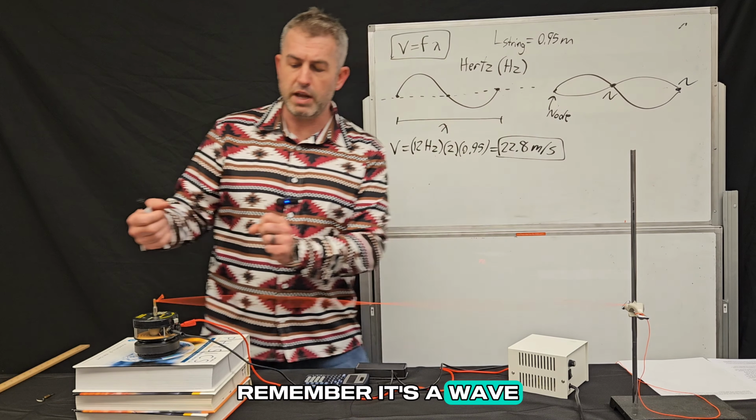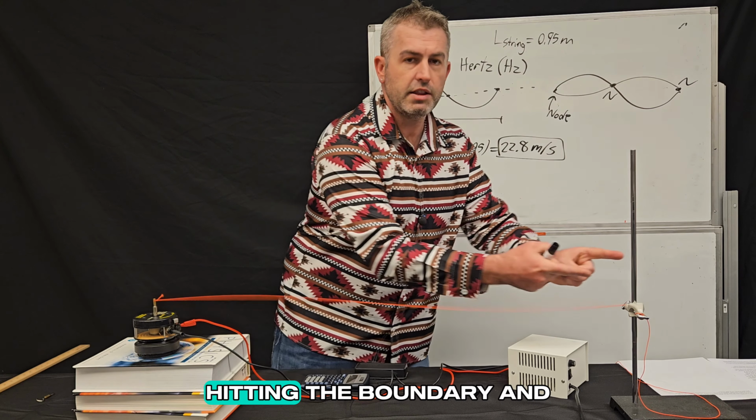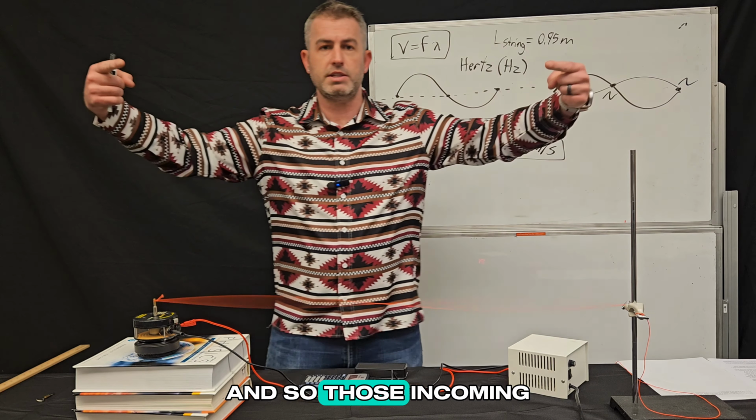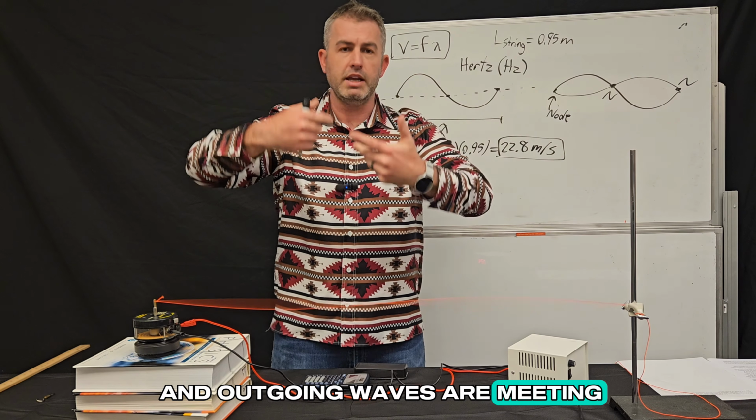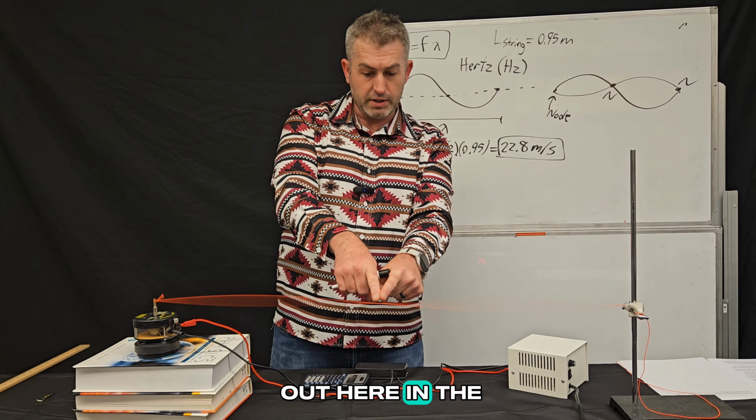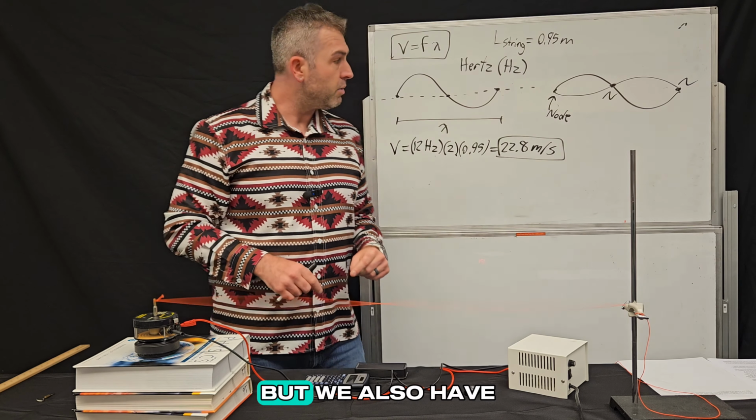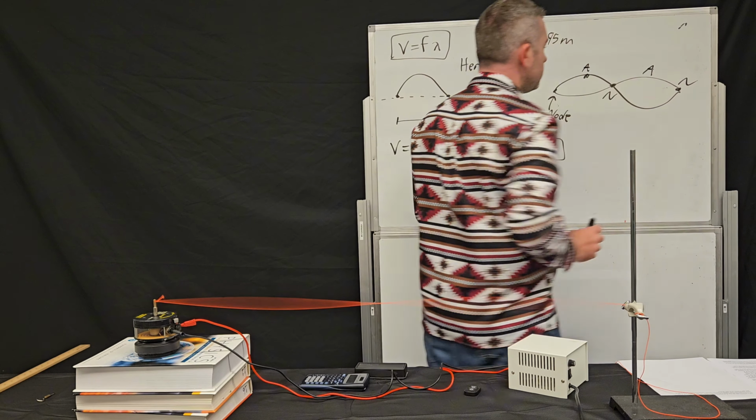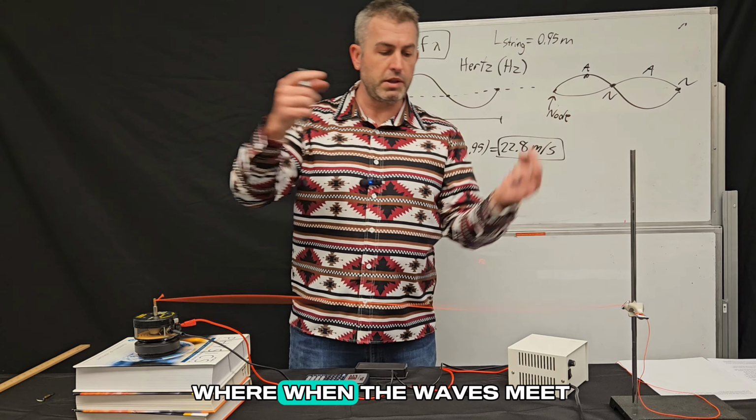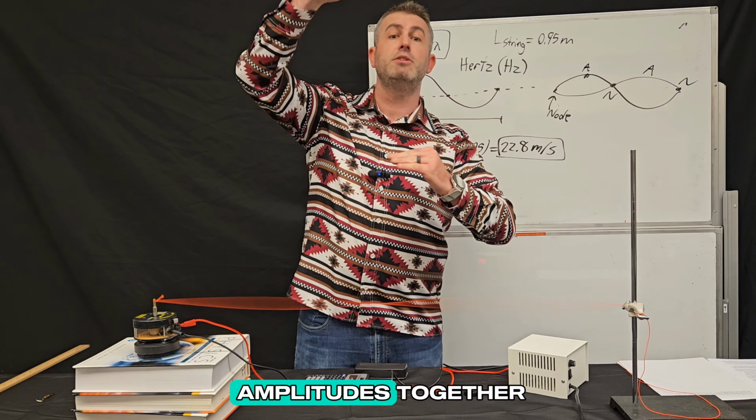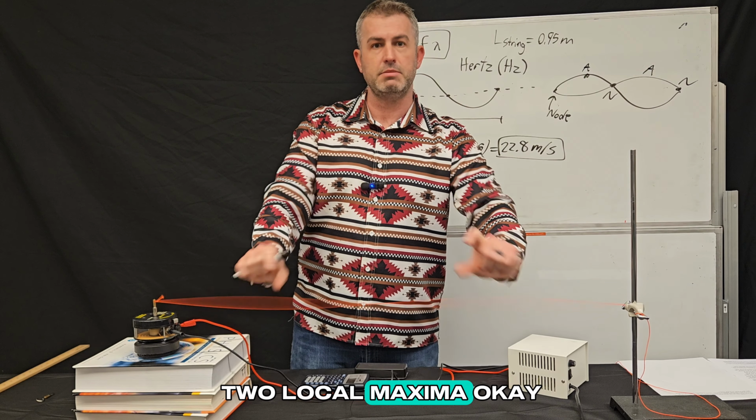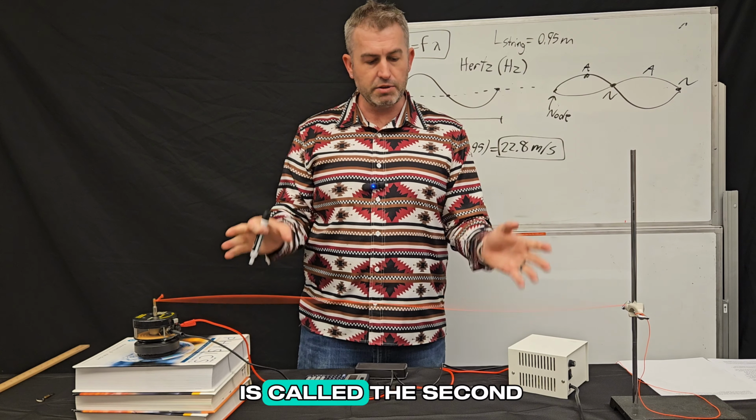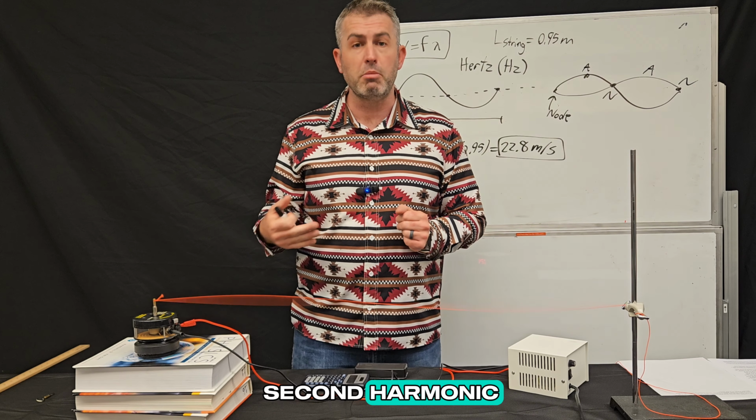So the nodes are the places where the two waves are canceling out. And remember, it's a wave moving in this direction, hitting the boundary and bouncing back. And so those incoming and outgoing waves are meeting, and they're fully canceling out here in the center and on the sides. But we also have antinodes here and here. So there's two places where when the waves meet, they actually add their amplitudes together and you get these two local maxima, okay? So this is called the second mode shape, or the second harmonic.